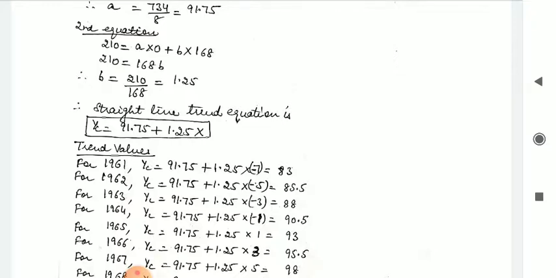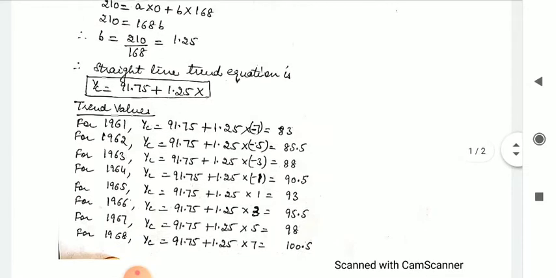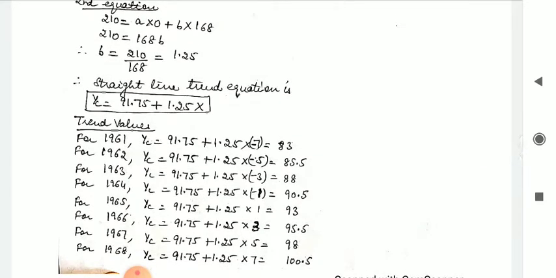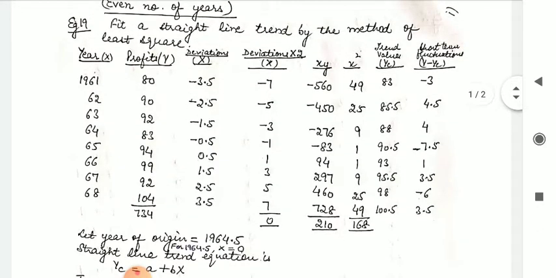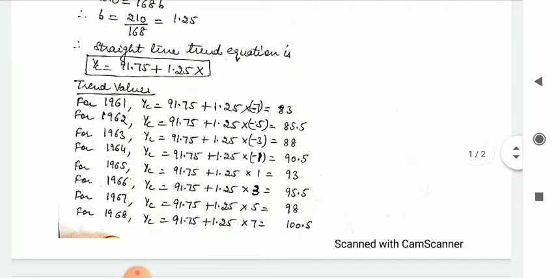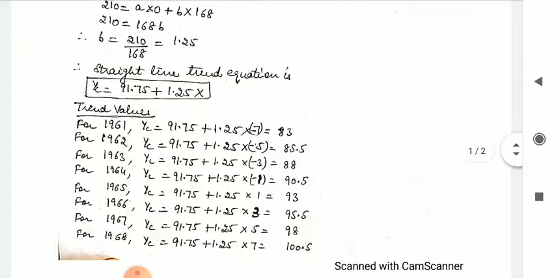So the next step is we calculate trend values. Now these trend values will be calculated for all the years. So by taking one by one, for 1961, the trend value YC is equal to 91.75 plus 1.25 into, for 1961 the value of x was -7. That is why we put the value here -7. So by calculating, the value of YC is equal to 83.